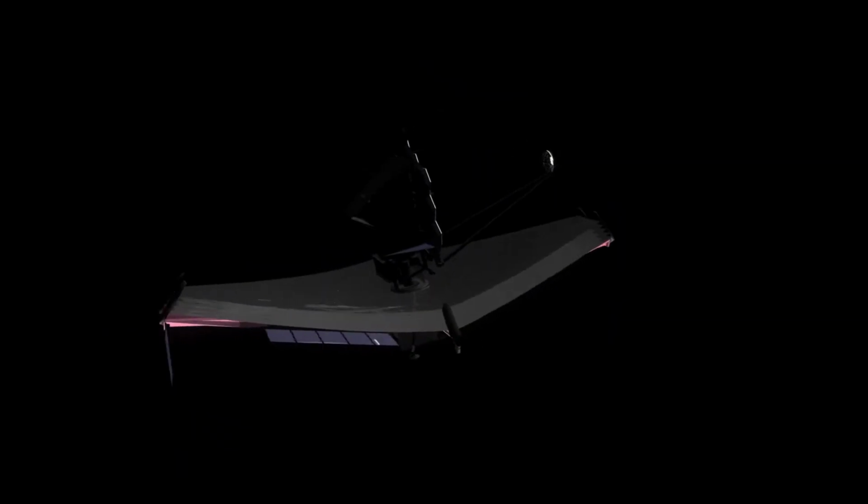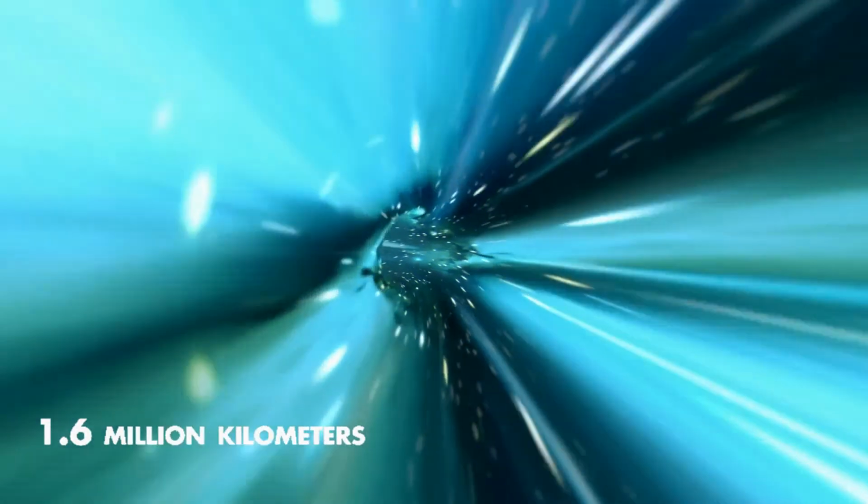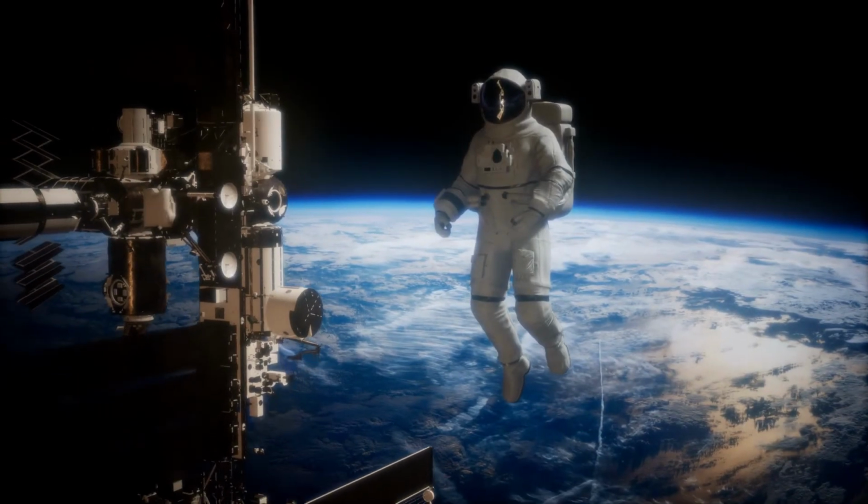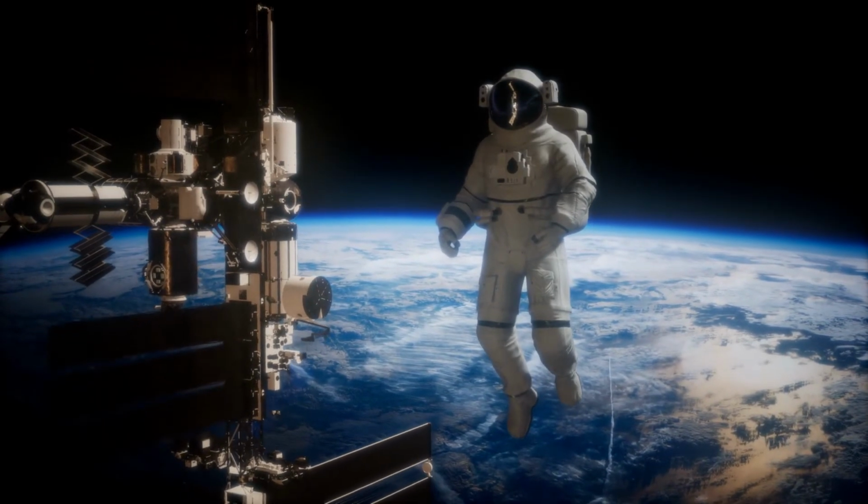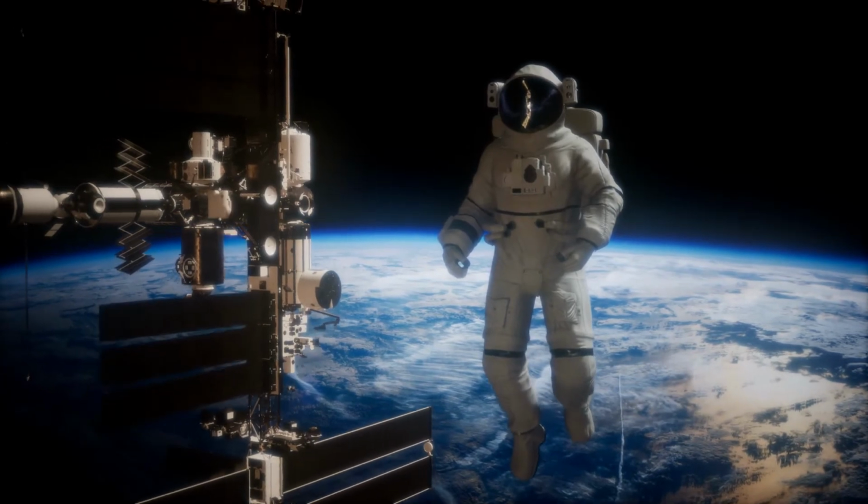But what if something goes wrong with the telescope? Well, then sadly, there's nothing we can do. The James Webb sits at 1.6 million kilometers away from Earth, further than any human has ever traveled. So if something were to go wrong, it won't be possible to head into space and fix it.